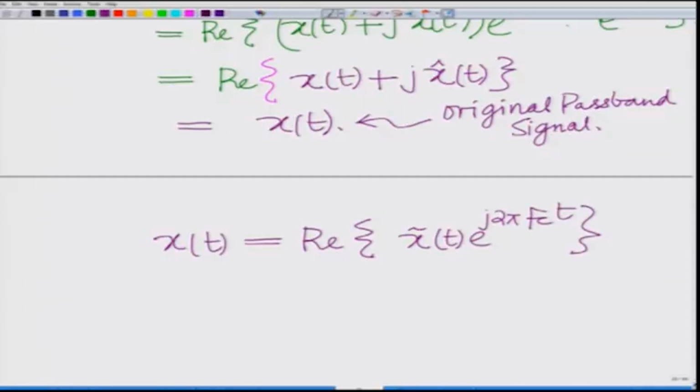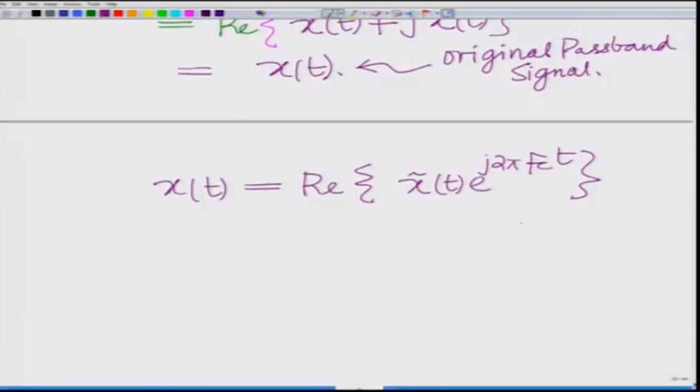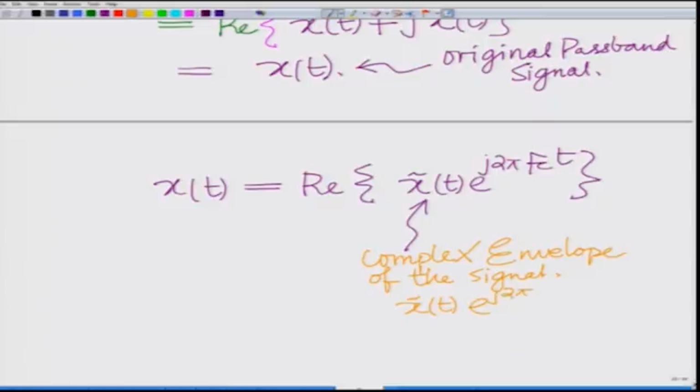So, x tilde t is the envelope, because if you look at the magnitude of this quantity x tilde t e to the power of j 2 pi f c t, that is the magnitude of x tilde t. So, this is acting as the amplitude of e to the power of j 2 pi f c t, or this is basically the complex envelope of the signal x tilde t e to the power of j 2 pi f c t, and the real part of that is basically your passband signal.